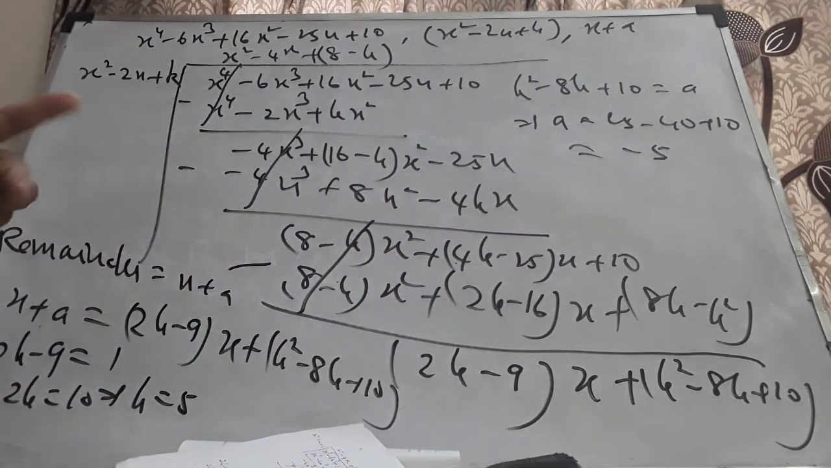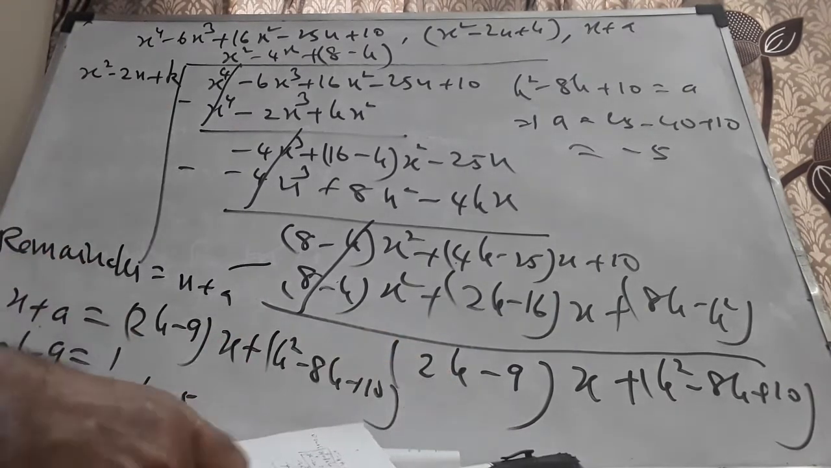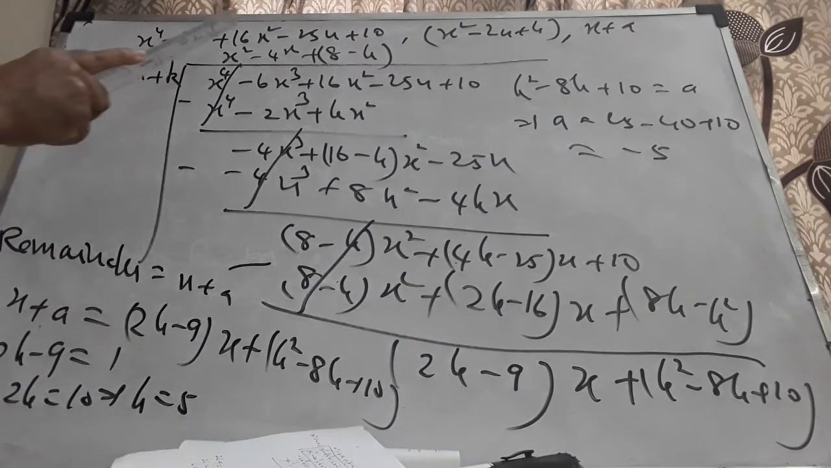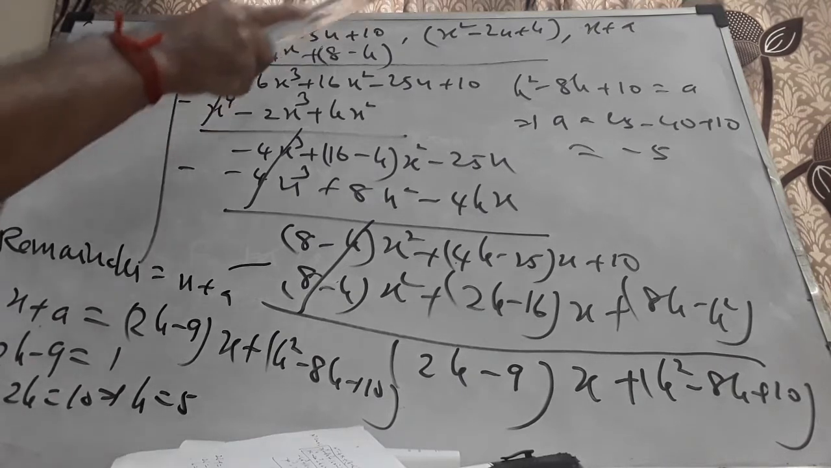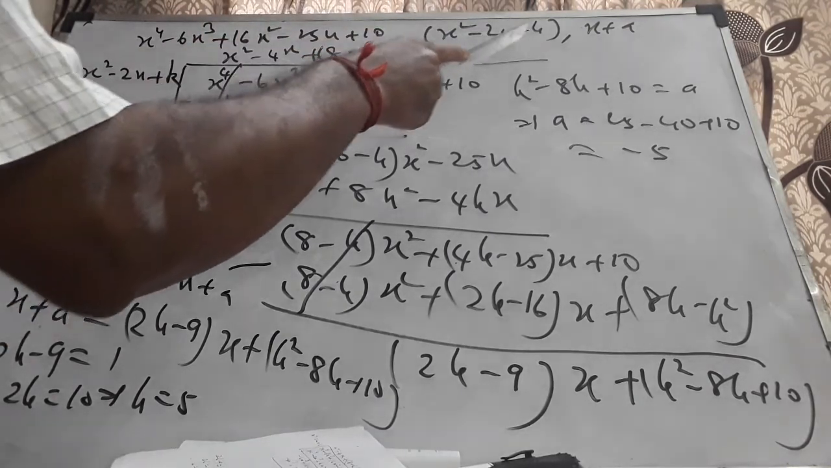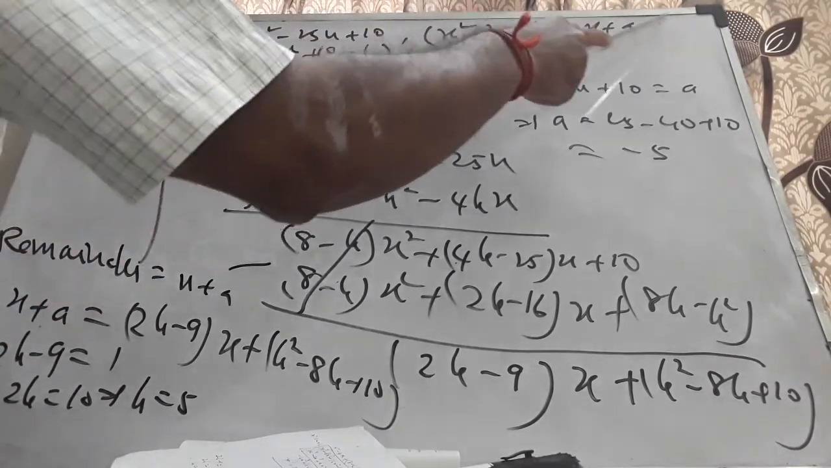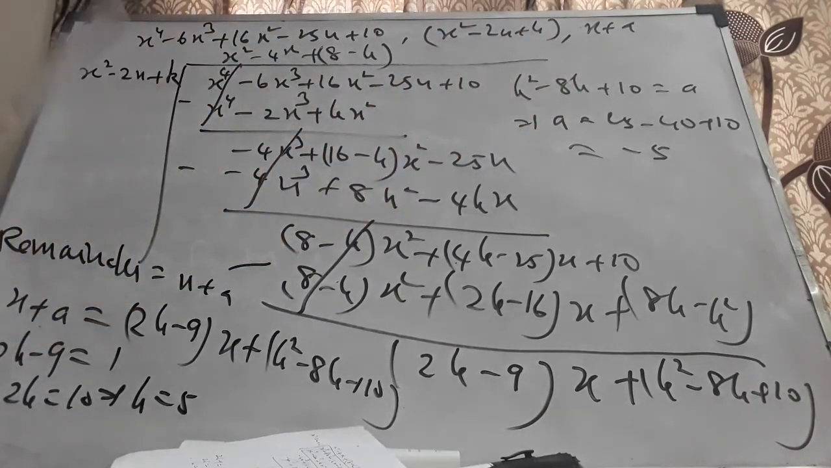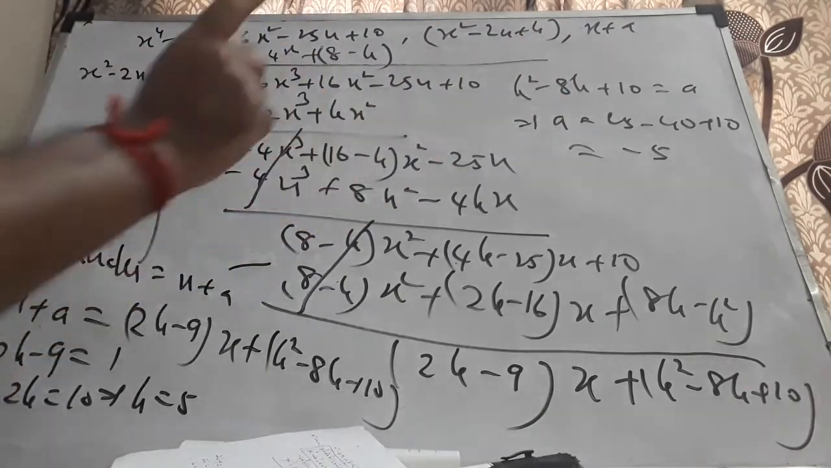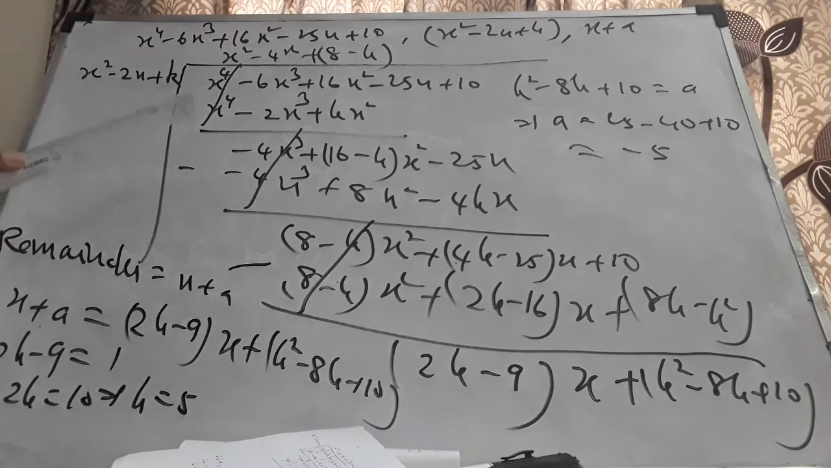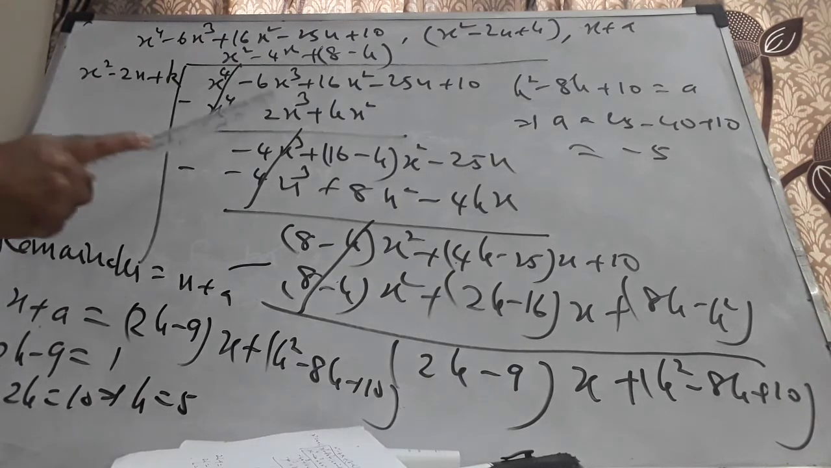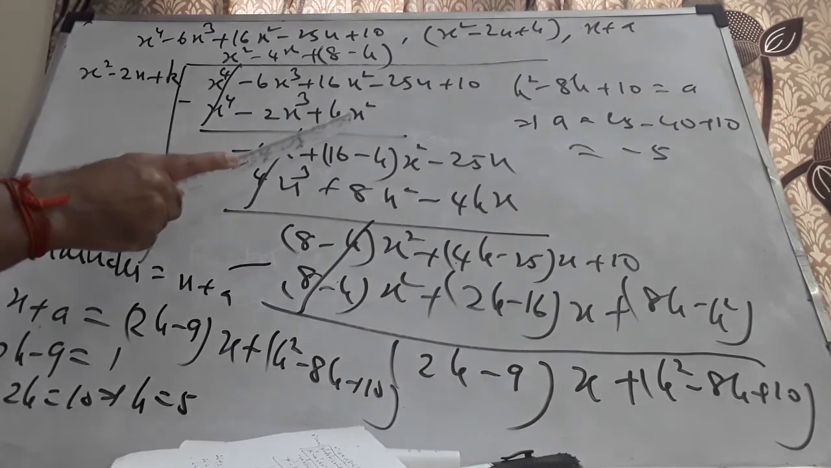Let me explain the whole process once again. When x power 4 minus 6x cube plus 16x square minus 25x plus 10 is divided by x square minus 2x plus k, the remainder happens to be x plus a. Okay, then I need to find the values of k and a. Now I'll do long division. X power 4 by x square is x square. X square into x square is x power 4. X square into minus 2x is minus 2x cube. X square into k is kx square.